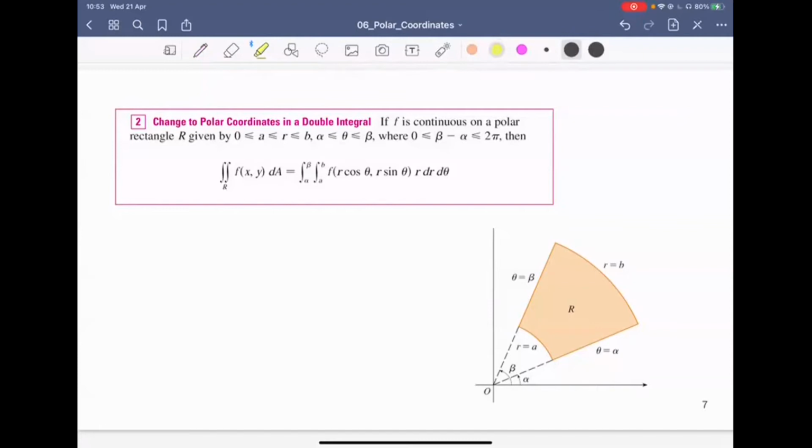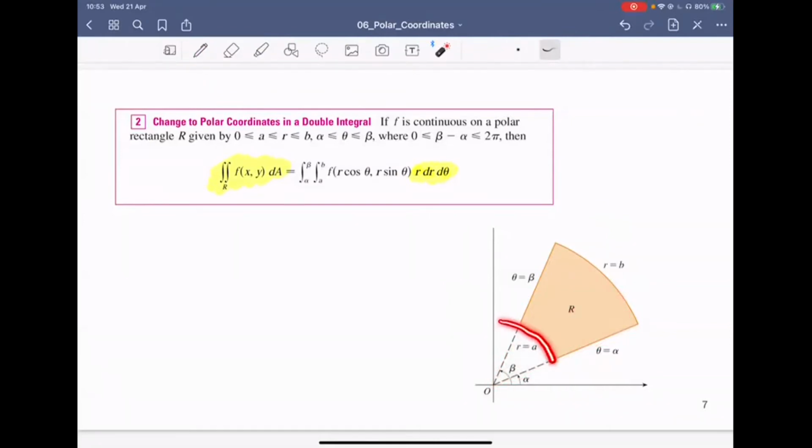The idea for polar coordinates is we are going to set up the integrals, and we're going to use r dr d theta instead of using dx dy. We're going to use r dr d theta. And the way we're going to do this integration, we're going to cut the region by using the line theta here.